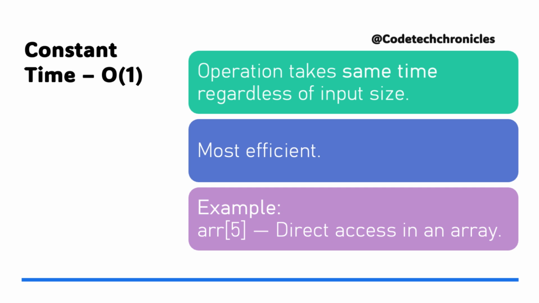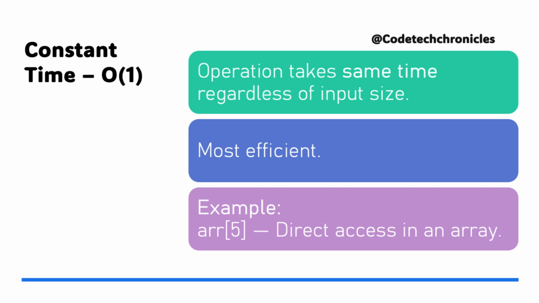Let's start with the fastest type of algorithm you can write, O(1) or constant time. In constant time, your algorithm executes in the same amount of time regardless of how big the input is. Whether you are checking one element or a million, the operation takes a fixed number of steps. Accessing an element from an array by its index, like array[5], always takes one step. It doesn't matter if your array has 10 elements or 10,000.